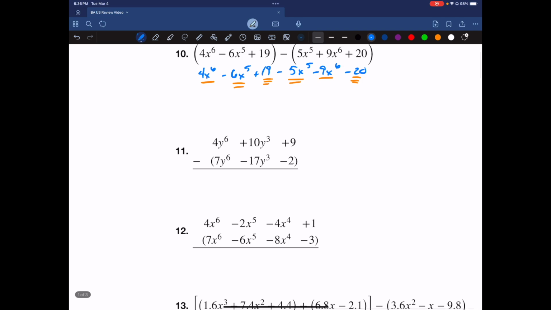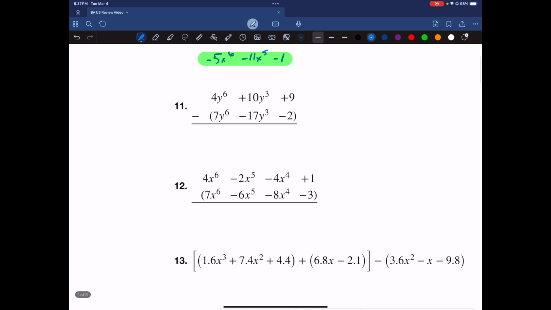Okay, so we got 4 minus 9, so that's going to be negative 5x to the sixth. Negative 6 minus 5, that's going to be minus 11x to the fifth. 19 minus 20, that's going to be minus 1. Okay.